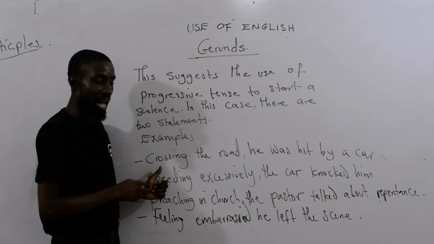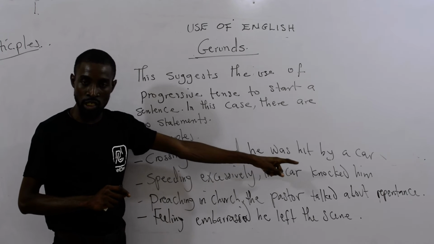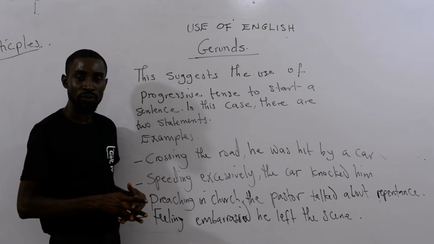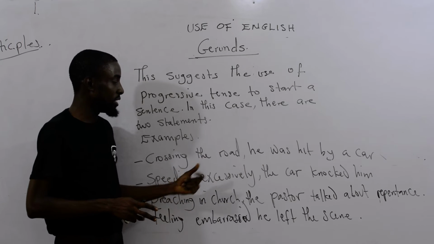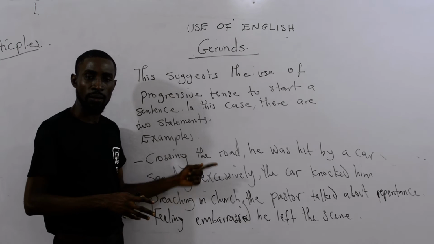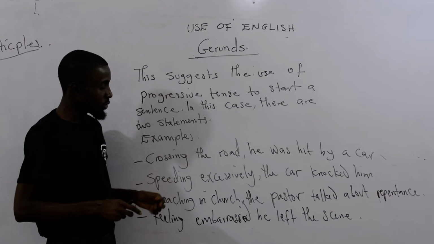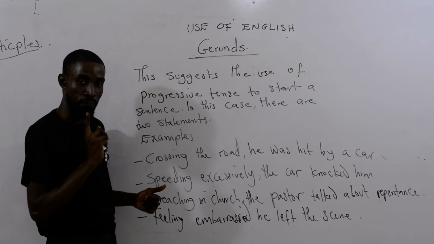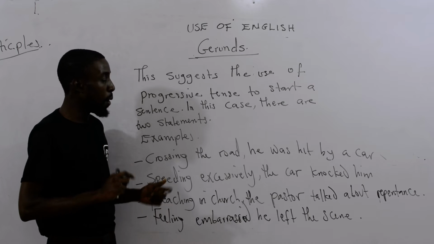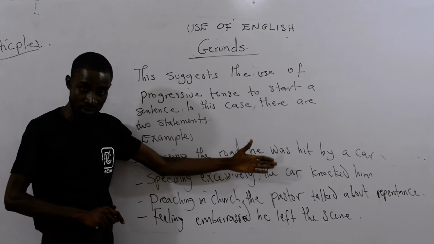Who is performing the action of crossing? He. So once it is he, the he must continue the action. But if you now say crossing the road, the car knocks him down, or crossing the road, the car hits him, the question will now be, who is crossing the road? Is it the car or the boy in question? You see the way it is. So always check the beginning, the gerund, and the performer of the action in the gerund must be given opportunity to complete the action in the second statement.